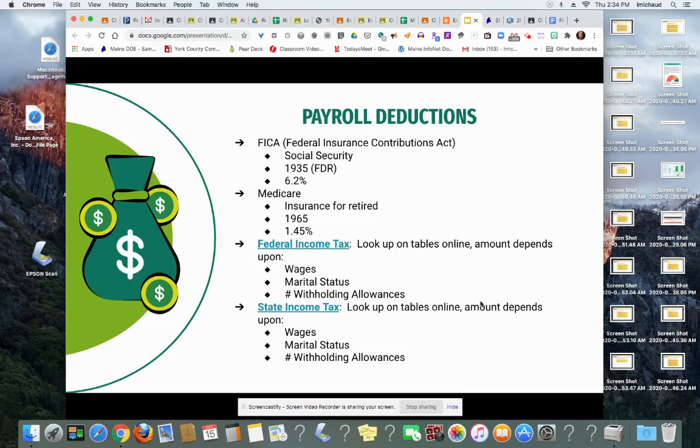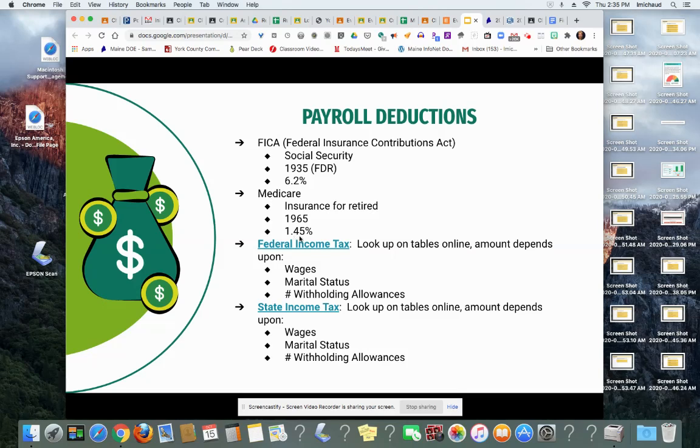It is another name for Social Security, which was created in 1935. And 6.2% is withdrawn for this. Now, Medicare is insurance for when you're retired. This was enacted 30 years after Social Security, and the percent withdrawn is 1.45%.